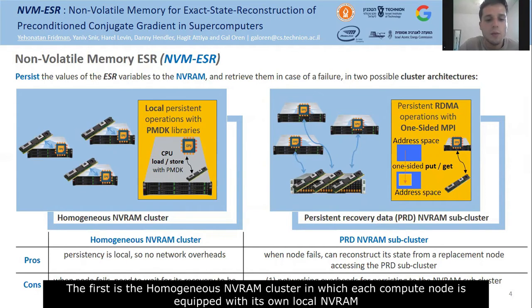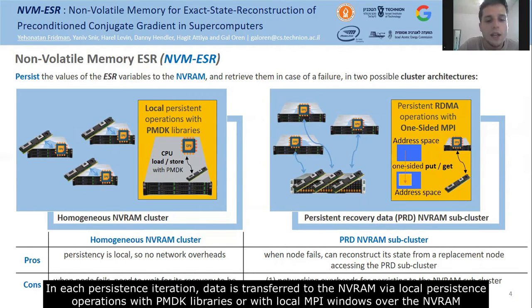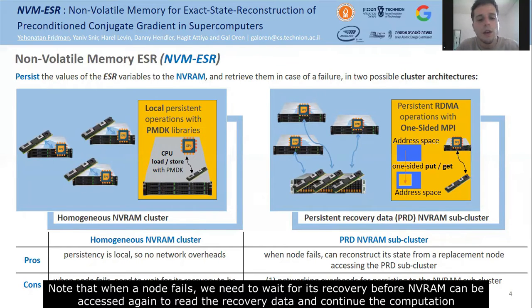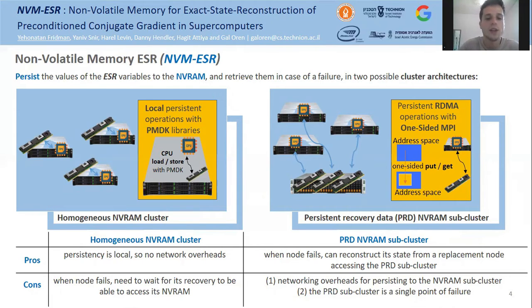The first is the homogeneous NVRAM cluster, in which each compute node is equipped with its own local NVRAM. In each persistence iteration, data is transferred to the NVRAM via local persistence operations with PMDK libraries or with local MPI windows over the NVRAM. Note that when a node fails, we need to wait for its recovery before the NVRAM can be accessed again to read the recovery data and to continue the computation.